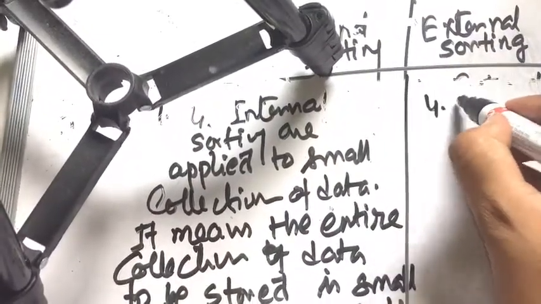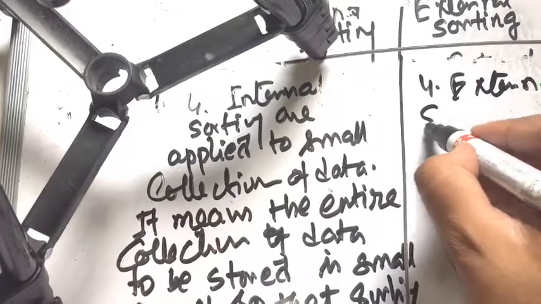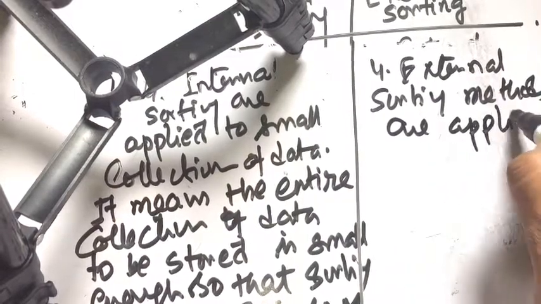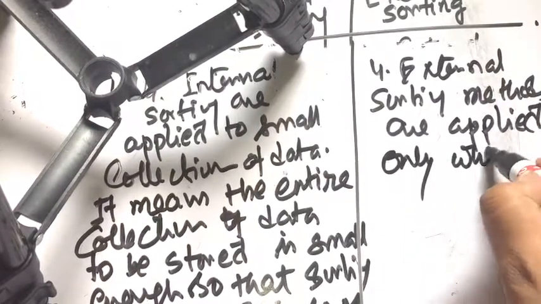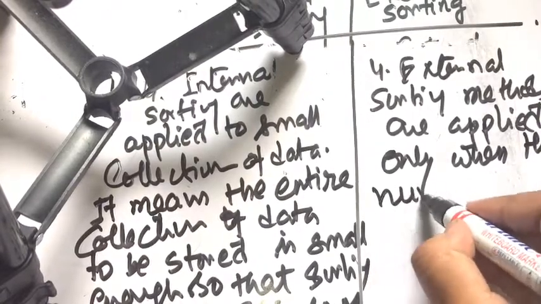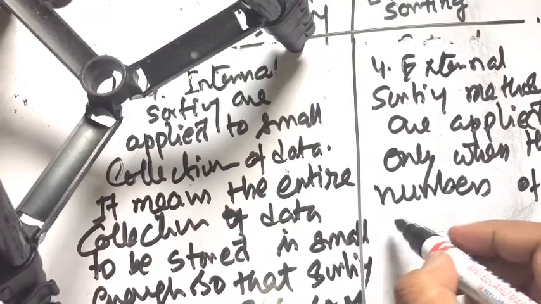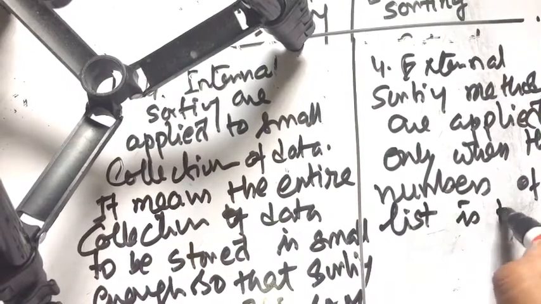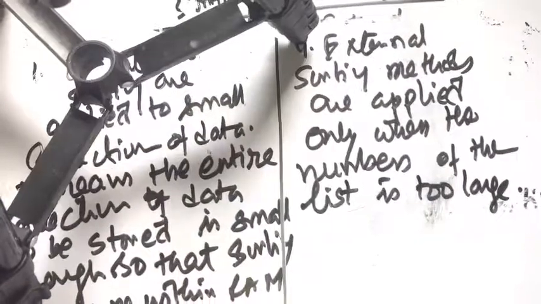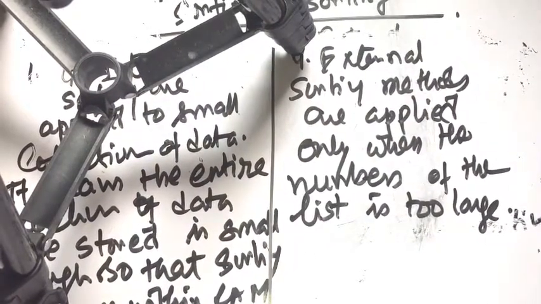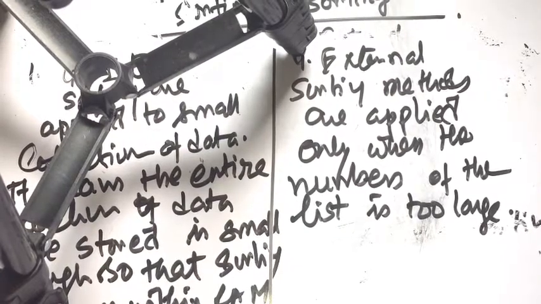Now external sorting methods are applied only when the number of items in the list is too large to handle inside the RAM. It means some data is loaded inside the memory and some part is swapped out to the secondary memory, and again back to the memory and swapped out to the secondary memory. So this is the technique through which external sorting occurs.